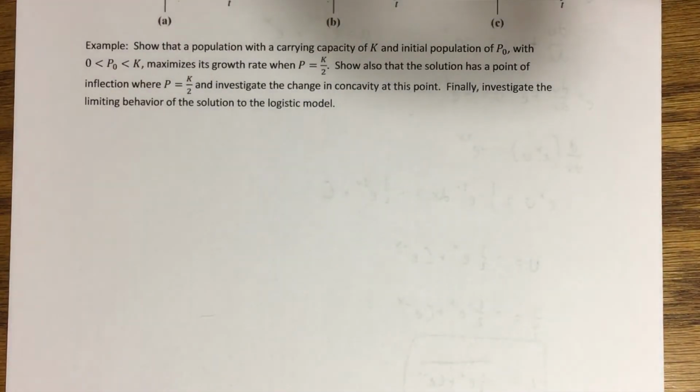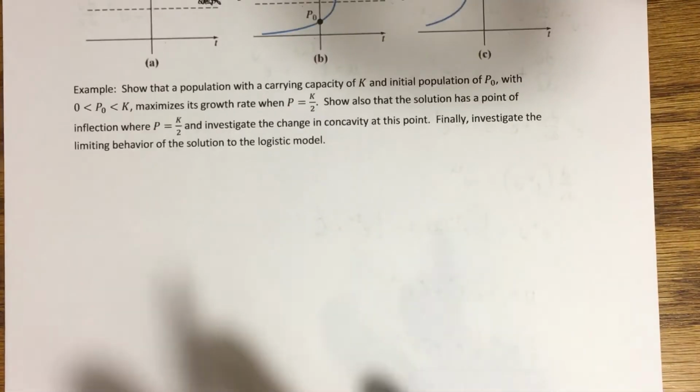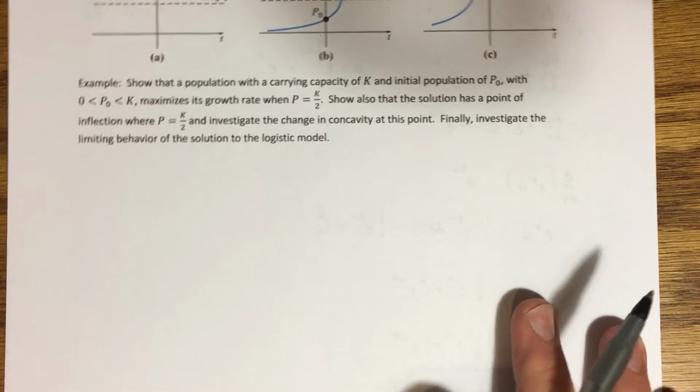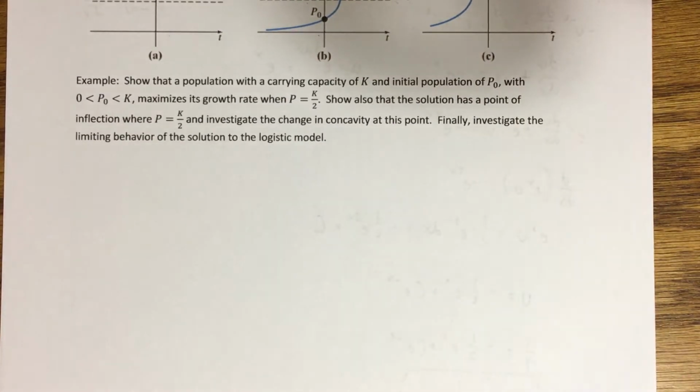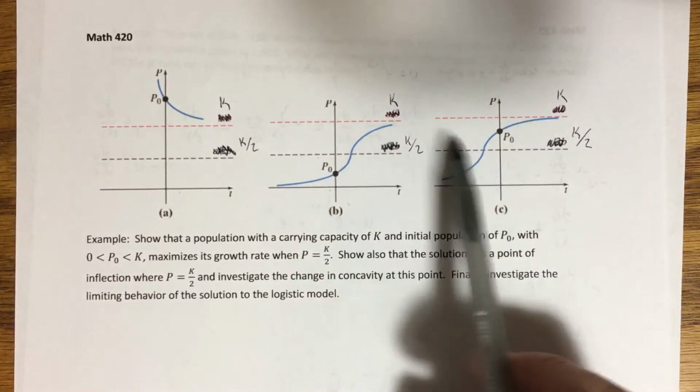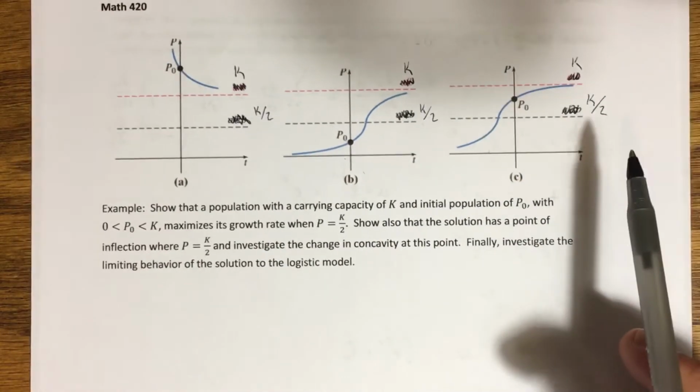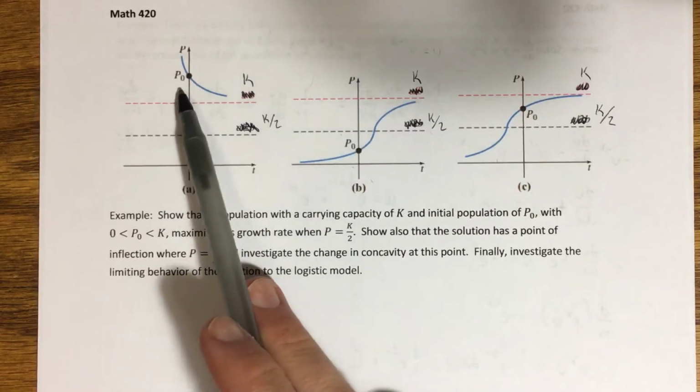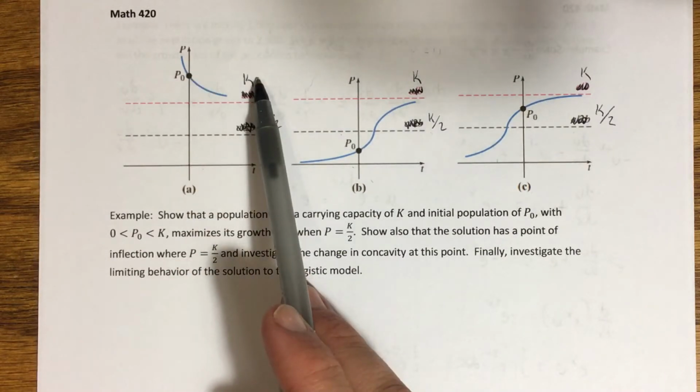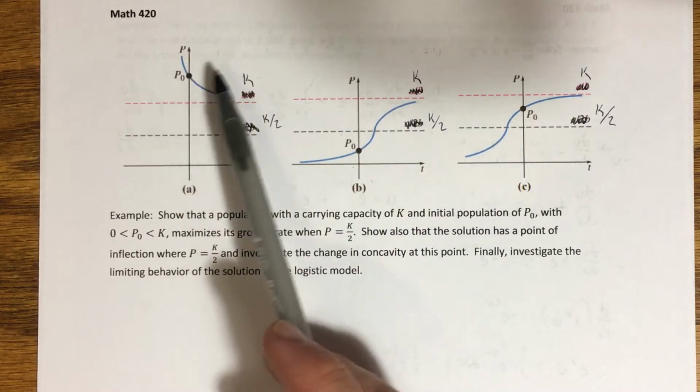All right. So what we want to do now is look at our logistic model and figure out some of its characteristics. We want to analyze it a little bit more. Looking at these two curves right here, these are typically the types of curves that we're looking at with a logistic model, because in most cases, you don't start with a population size that exceeds your carrying capacity. That would require some kind of intervention.